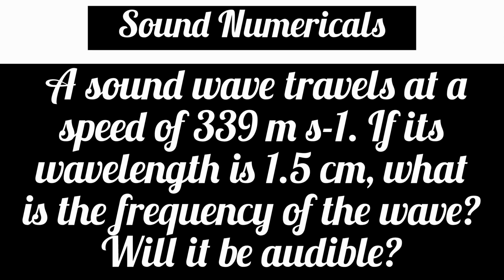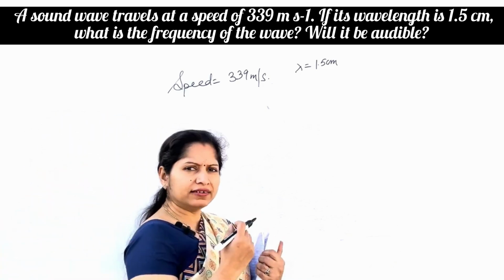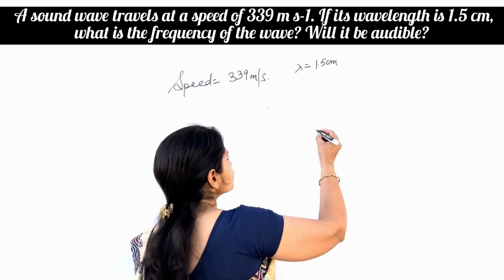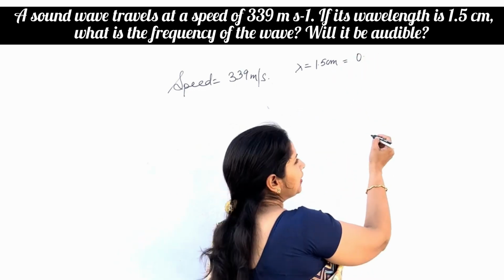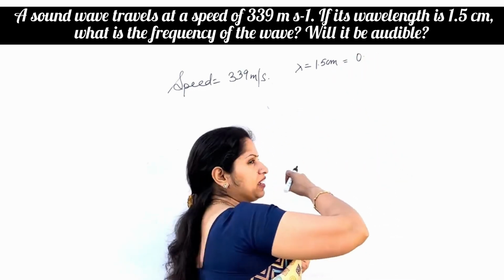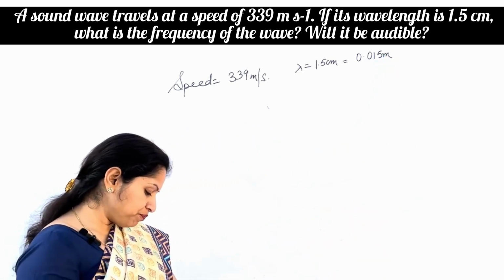Next question is: a sound wave travels at a speed of 339 meter per second. If its wavelength is 1.5 centimeter, you have to convert it into meters. So just convert it then and there only, don't leave it for later on. So we have to convert it into meters, divided by 100. When we are dividing by 100, you have to shift the decimal 2 places. So 0.015 meters, that is the wavelength.